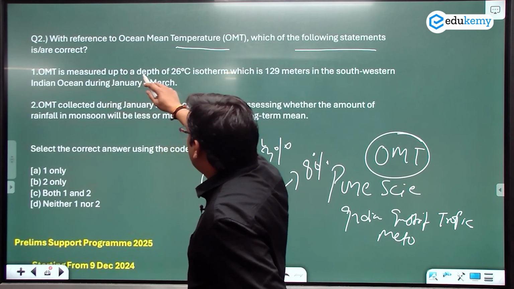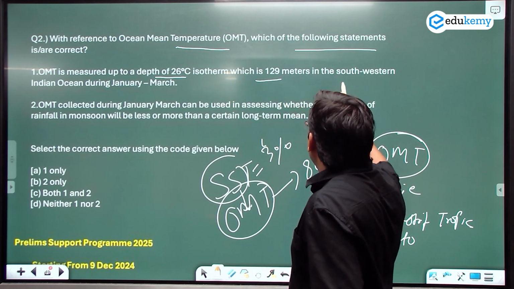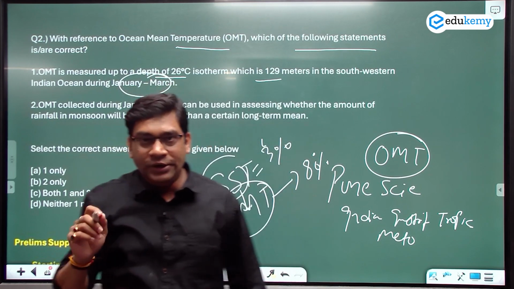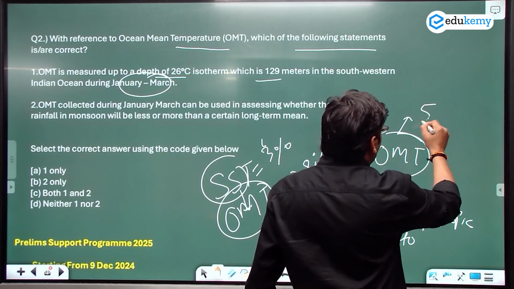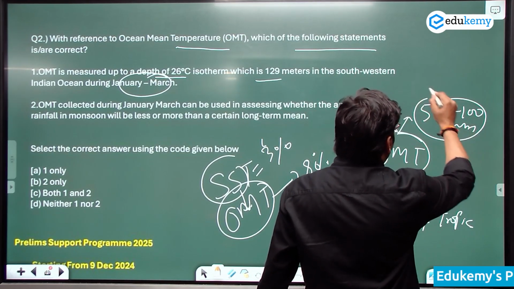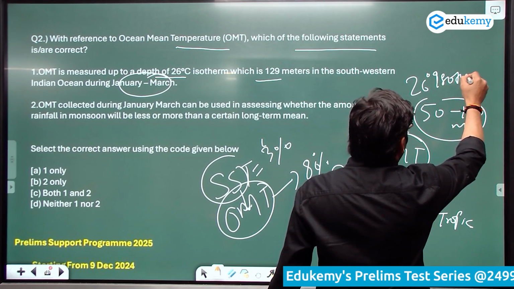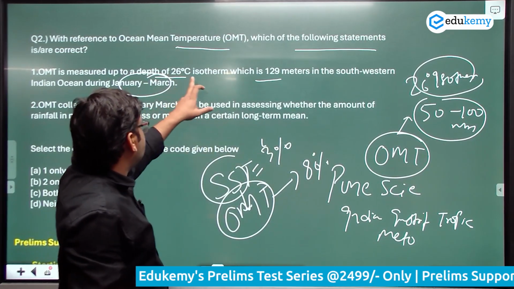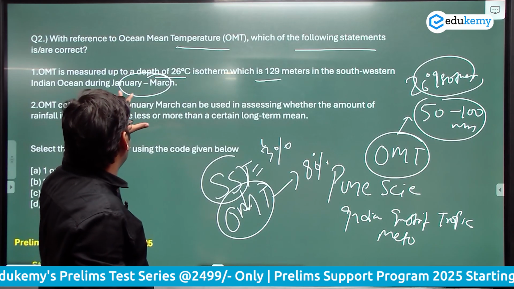Ocean mean temperature measured up to the depth of 26 degrees Celsius isotherm, which is 129 meter in the southwestern Indian Ocean during January-March. Very important information about ocean mean temperature. It measures at the depth of 50 to 100 meter. This is the limitation. And this 26 degree isotherm is important here.